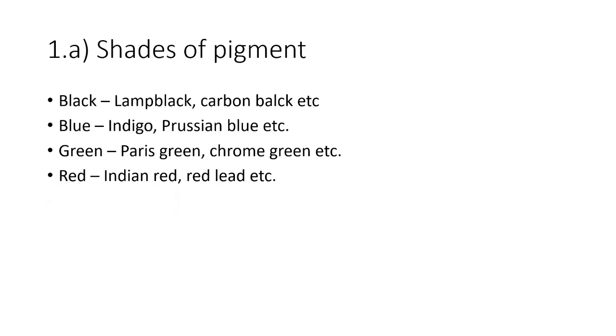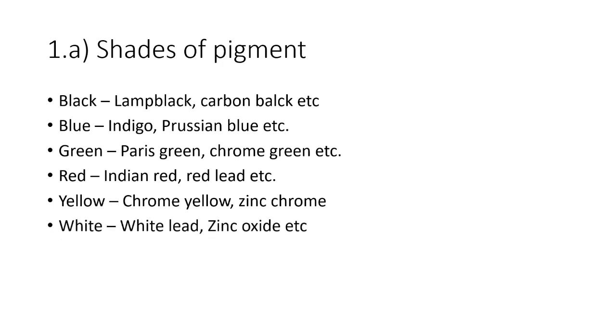It is not like that only two of these shades of pigment will be there. There are several shades of pigments. We are just giving two or three examples of each color. Now there can be different shades of yellow pigment also, like chrome yellow, zinc chrome. There can be different shades of white pigment also, like white lead, zinc oxide, etc.